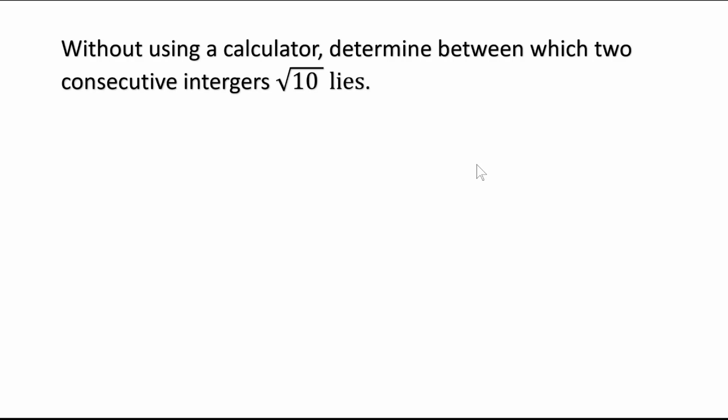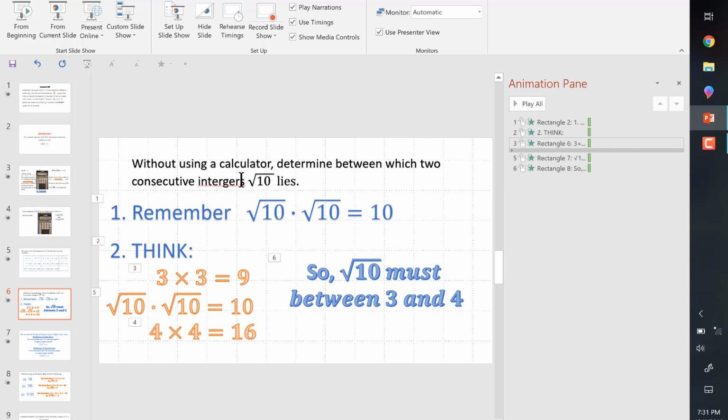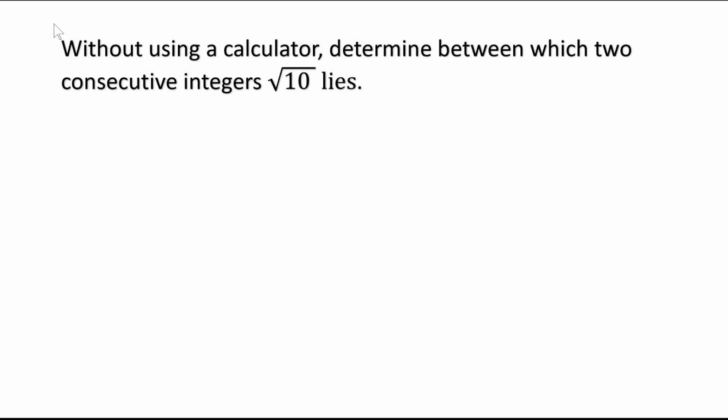All right, so without using a calculator, determine between which two consecutive integers the square root of 10 lies. All right, so you're trying to figure out, and I spelled integer wrong there, I can see. Let me fix that. Okay. All right, so without using a calculator, determine between which two consecutive integers the square root of 10 lies. All right, square root of 10 is irrational. So it's not a whole number. And the question is, between which two integers is it?